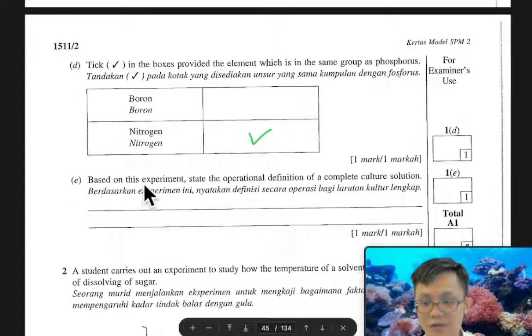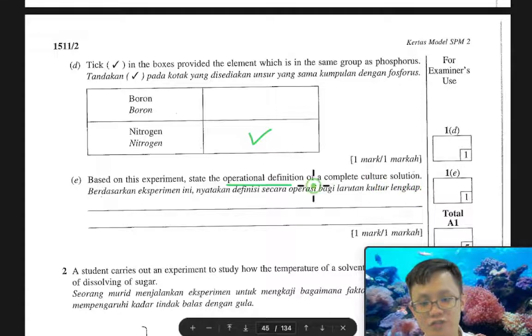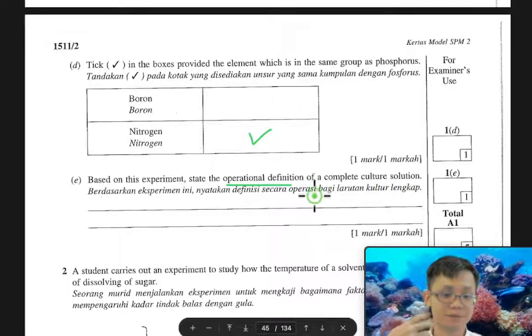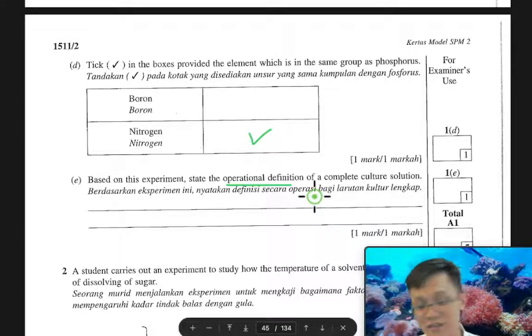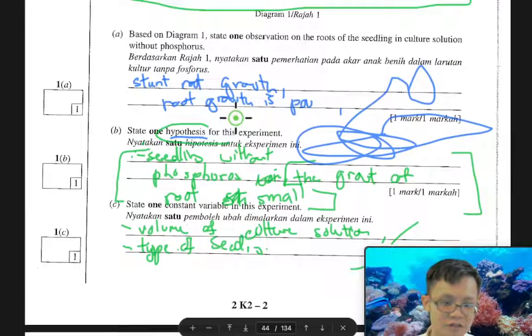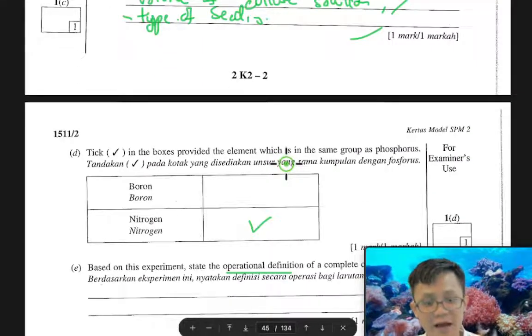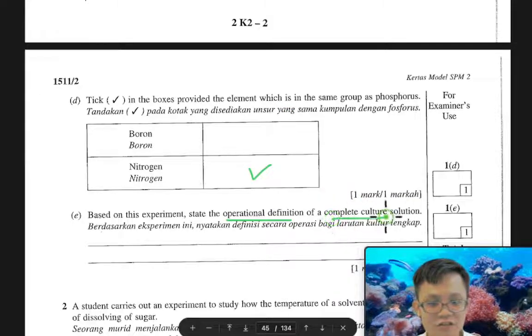Based on this experiment, state the operational definition of complete culture solution. So when you do this experiment, let's say I am the examiner, you are the student, you are the PhD student. Then you say you do your experiment, then I will ask you a question. I will ask, in your experiment, how do you define complete culture solution? So what are you going to answer?